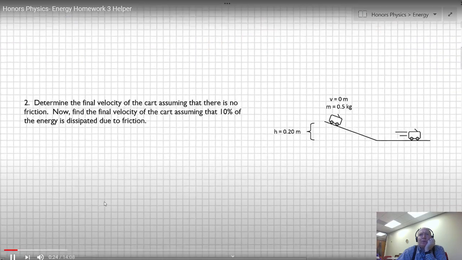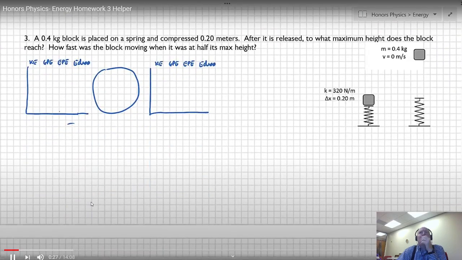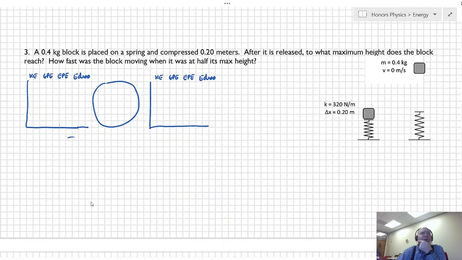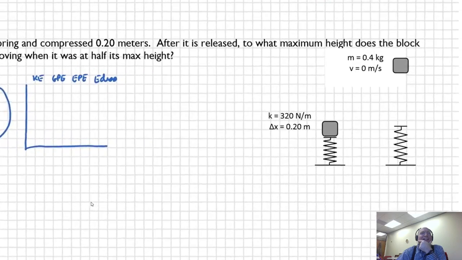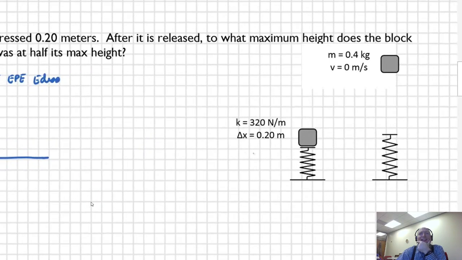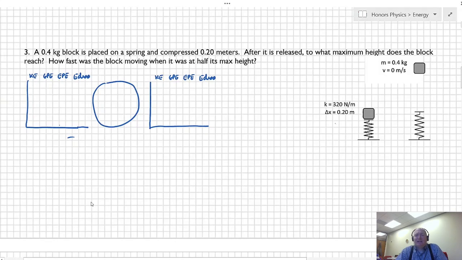Alright, so we're going to go ahead and get started with question number 3. And question number 3 says a 0.4 kilogram block is placed on a spring and compressed 0.20 meters. And so if I look at this picture over here, it gives me the displacement and the spring constant of that spring. Cool. After it's released, to what maximum height does the block reach? Okay, so we're basically looking for how much our vertical height has changed. How fast was the block moving when it was at half its max height?